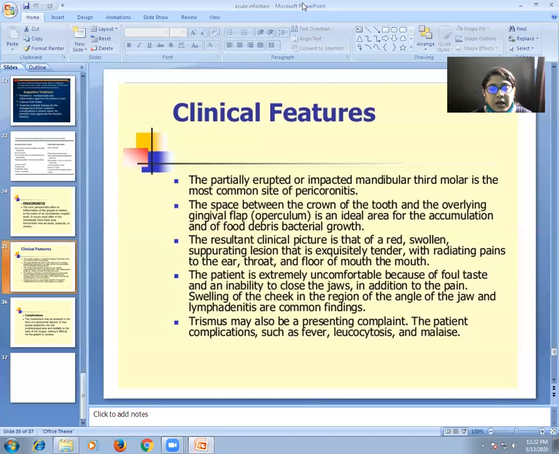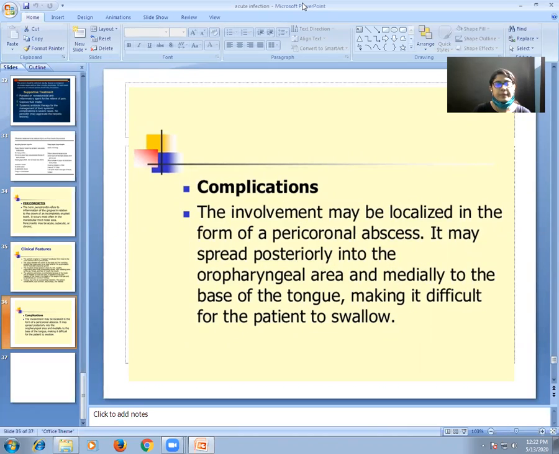Trismus also occurs in some patients. Other complications of the disease are fever, leukocytosis, and malaise. Complications of pericoronitis: the involvement may be localized in the form of a pericoronal abscess, or it may spread posteriorly to the oropharyngeal area and medially to the base of the tongue, which results in difficulty swallowing.